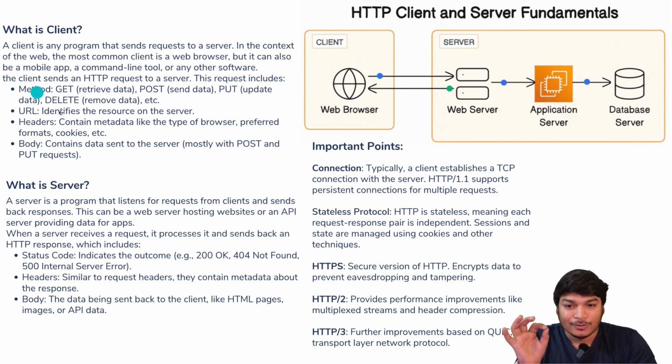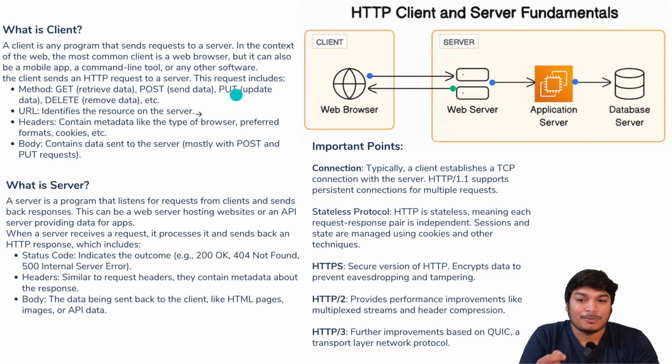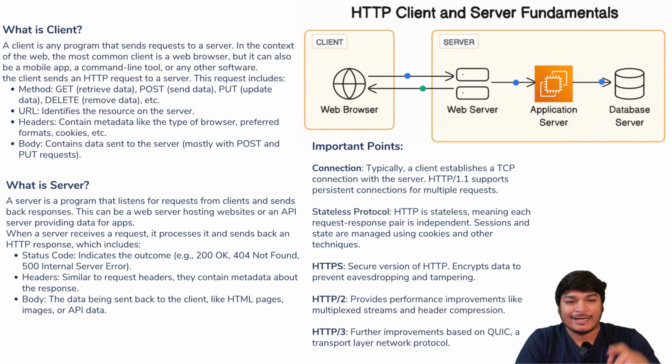First is the method, and the method can be the HTTP GET method, HTTP POST method, HTTP PUT method, HTTP DELETE method, and there are a few other methods. Okay, then the URL, which identifies the resource on the server that the client is trying to access or operate on. Then the header, and this header will contain metadata like the type of the browser, preferred format, cookies, etc. And then the body, which contains the actual data in case it's a POST call or a PUT call.